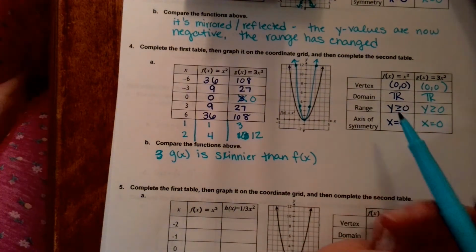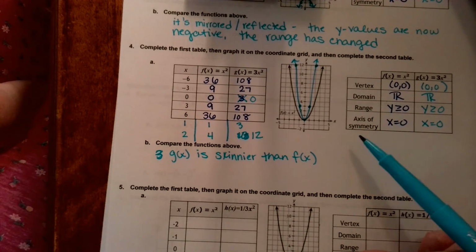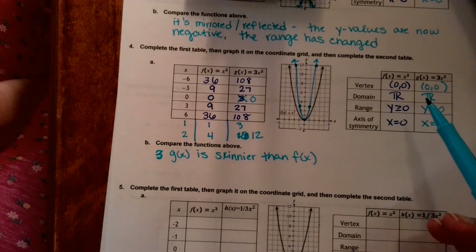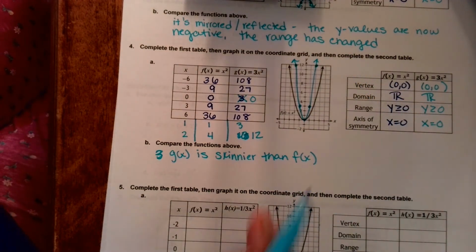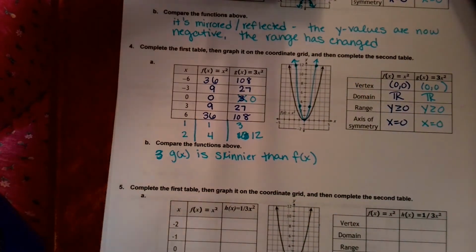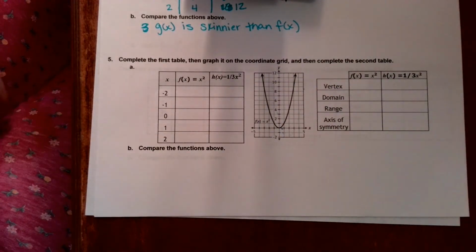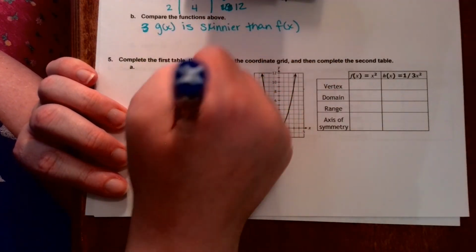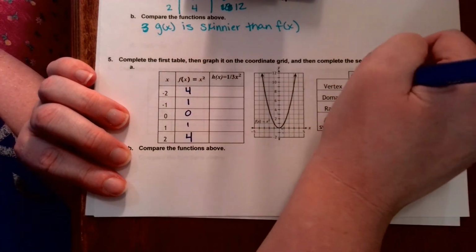Alright, so what I'm hoping you notice is that if I give you the vertex, axis of symmetry, domain, and range, you still don't really know much about the function because these all have the same values here, but they're two totally different functions. So you do need a lot more than just these features to know about your function. Alright, number 5. Okay, so we know these values. We know these. Go ahead and fill this in.